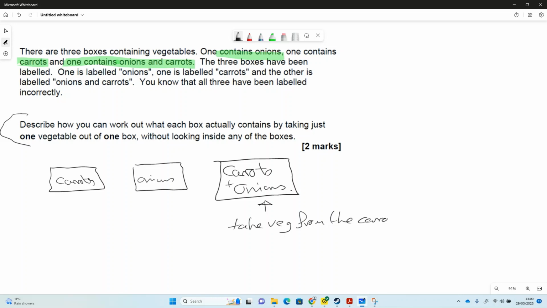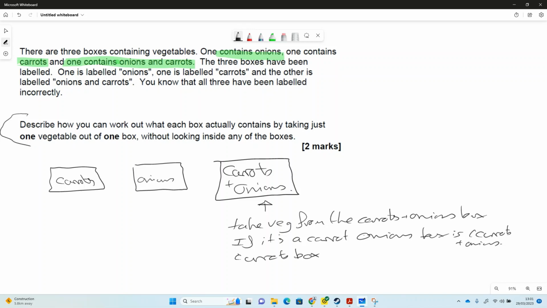the carrots and onions box, and if it's a carrot, then the onions box is carrots and onions, and the carrots box is onions, and our box, the carrots and onions box, is carrots.